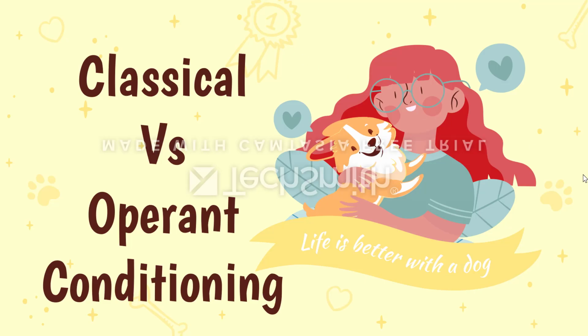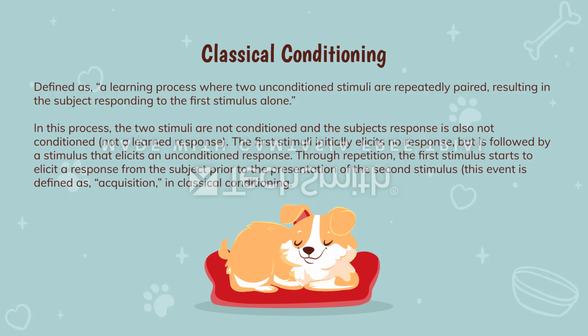Okay. So classical versus operant conditioning. Classical conditioning is defined as a learning process where 2 unconditioned stimuli are repeatedly paired, resulting in the subject responding to the first stimulus alone. So in this process, we have 2 stimuli that are not conditioned, and the subject's response is also not conditioned. It is not a learned response. The first stimulus initially doesn't elicit any response, so it's a neutral stimulus. It doesn't mean anything, but it's followed by a stimulus that elicits an unconditioned response.